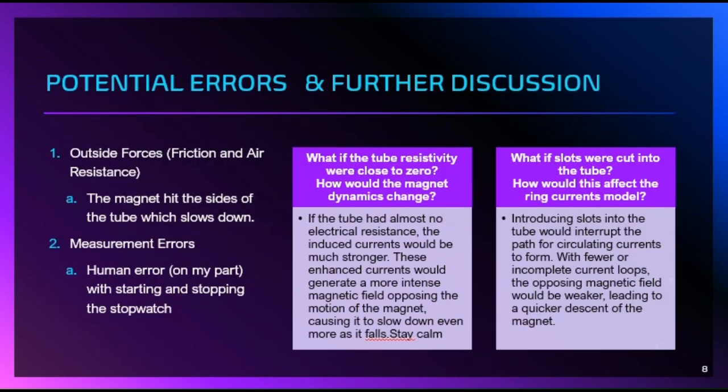And some errors and further discussion. There were a few potential sources of error. Sometimes the magnet would hit the sides of the tube, which definitely slowed it down. And I also had to manually start and stop the watch, so some timing inaccuracy was definitely expected.